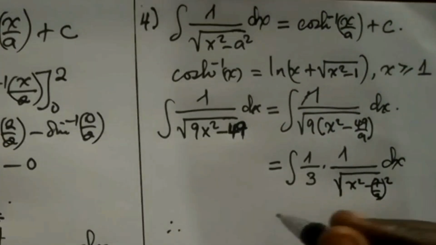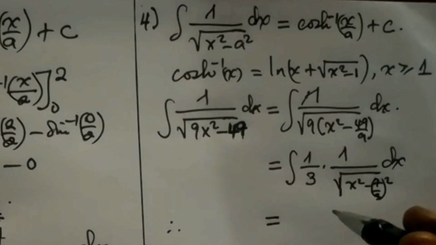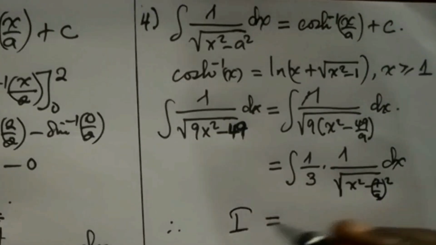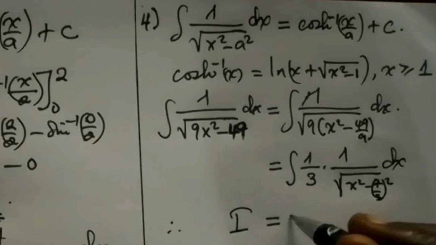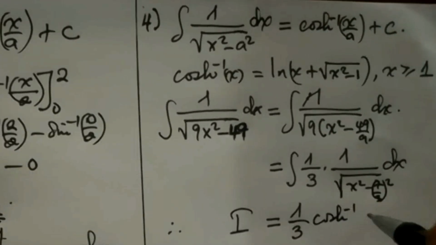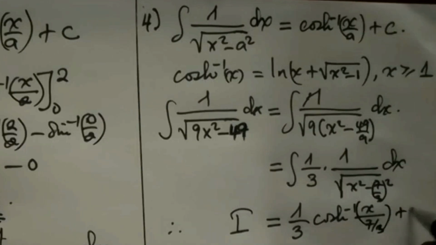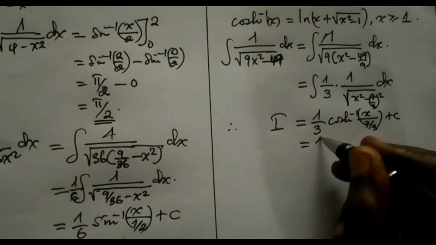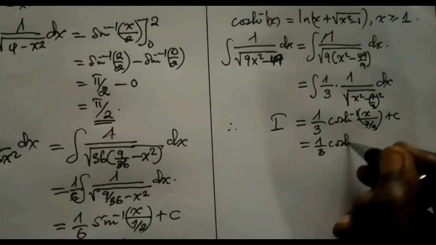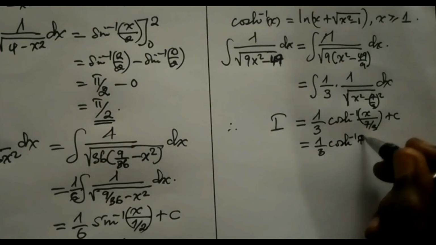Therefore, we'll get the integral being 1 all over 3 cos inverse of x all over 7 on 3 plus c, which could still be 1 all over 3 cos inverse of 3x all over 7 plus c.